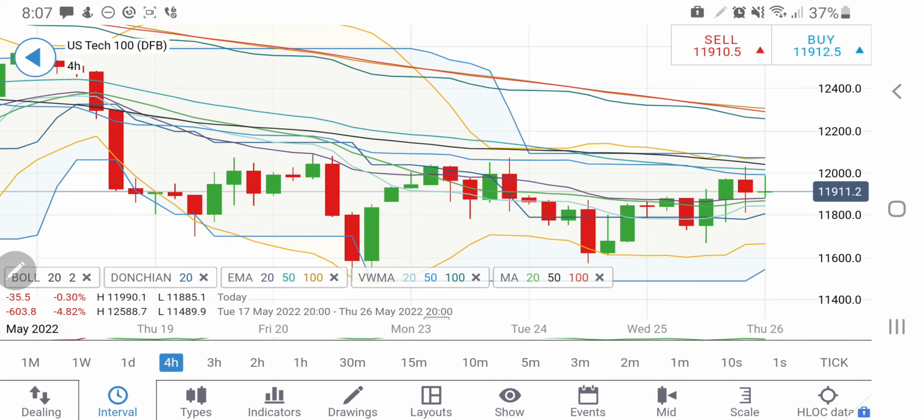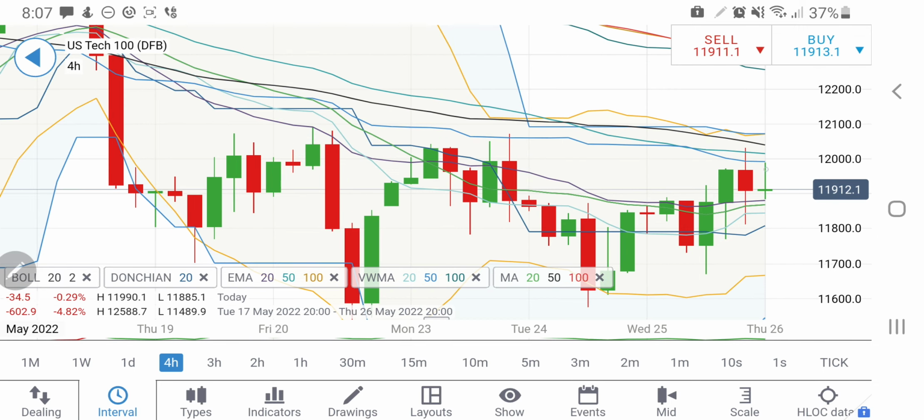Now look at the 4-hour charts. On the 4-hour charts, the tail wick is done. Also higher lows are done. It is trying to consolidate in this zone. So again, 11,880 to 11,980 do not trade. Rather I'll say 11,870 to 11,980 do not trade.